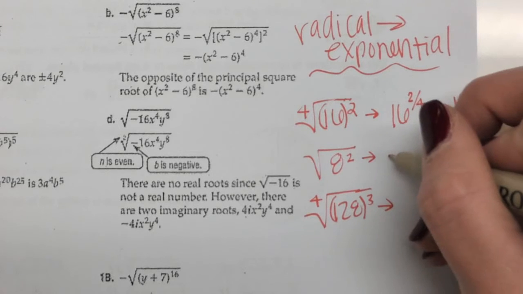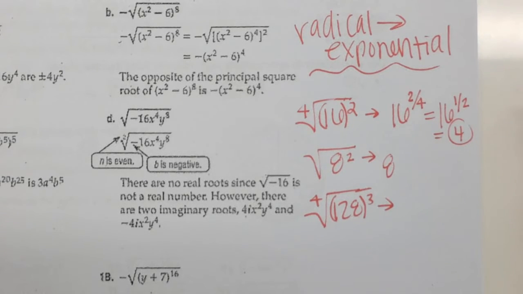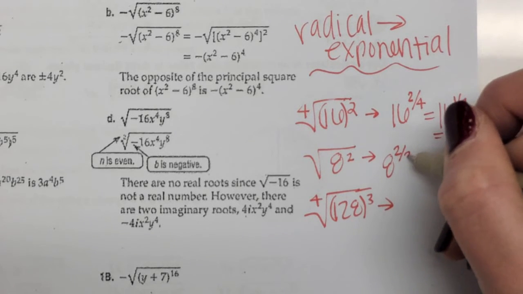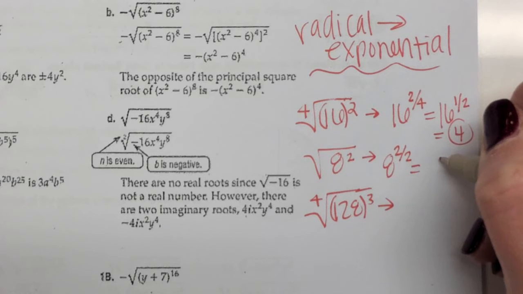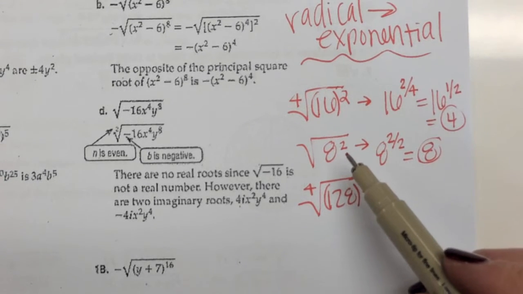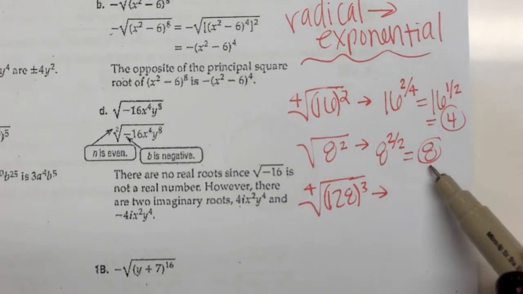This one, it would be 8 to the what? What's the power? What's the root? So it would be 8 to the what power? Yep, which is just, and if you look at this, 8 squared is what? 64. So the square root of 64 is 8.